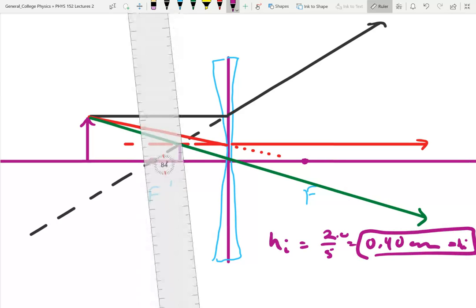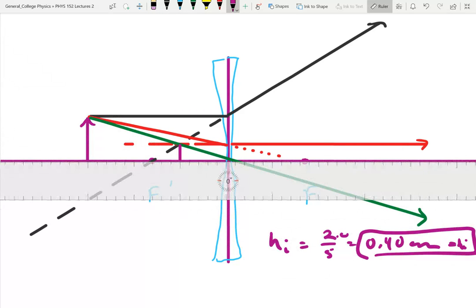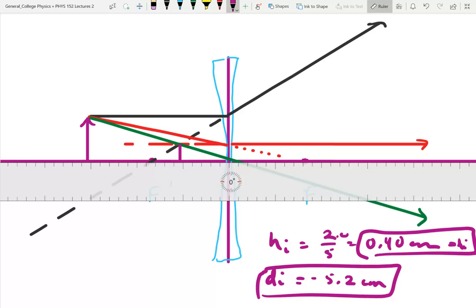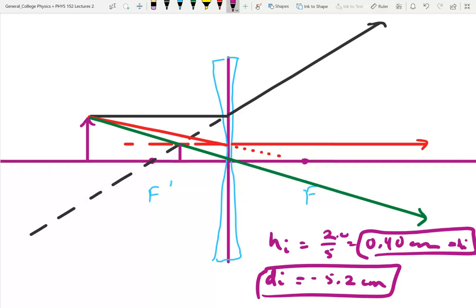And then the image position is going to be 1, 2, 3, 4, 5, maybe say 5.2. So distance image minus 5.2 centimeters, because for a lens, the image should have been on the opposite side as the object, but it's on the same side, so that's a negative image distance. So there we have our ray tracing result.